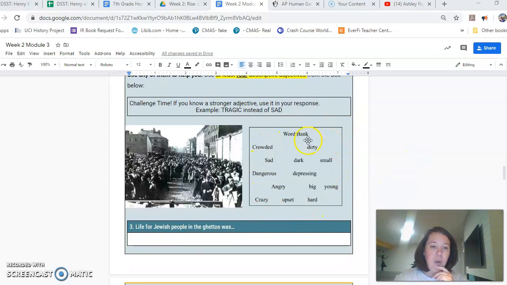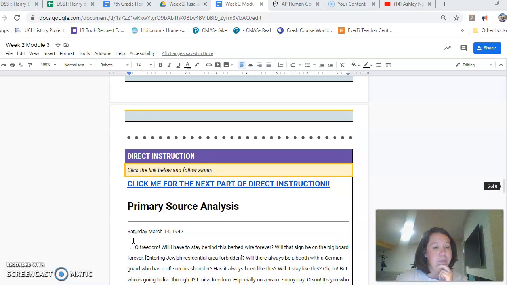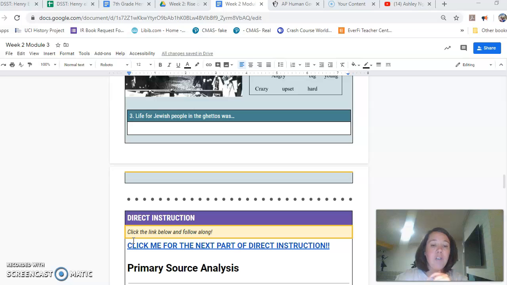Here's that word bank that you can use. And you are filling that in here. Life for Jewish people in the ghetto was. Think about how you would describe it. What do you see? What do you hear? What do you smell? What do you experience? 3 well-written sentences. Once you've done that, you can go on to the direct instruction link.